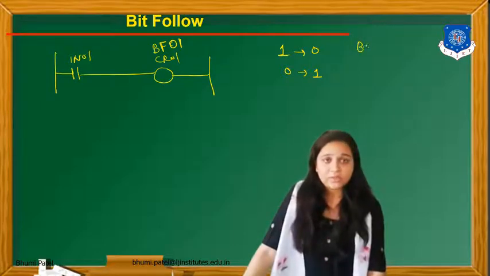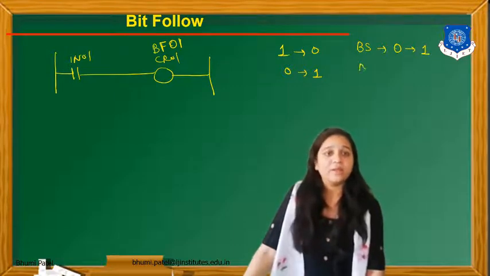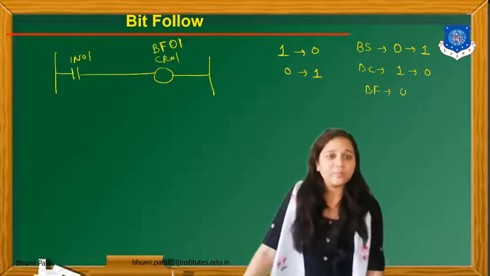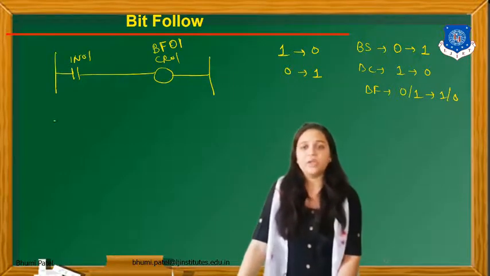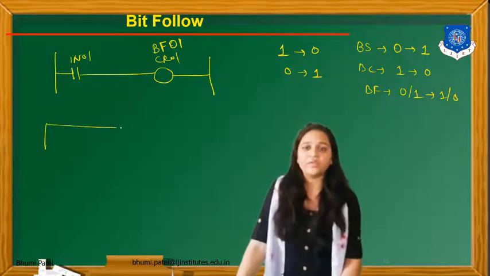What is the function of the bit set? It changes the state from 0 to 1. Bit clear, it changes the state from 1 to 0, and bit follow, according to the previous bit, it will change the bit. If it is 0, it will become 1. If it is 1, it will convert into 0.